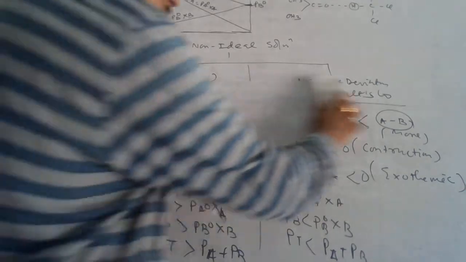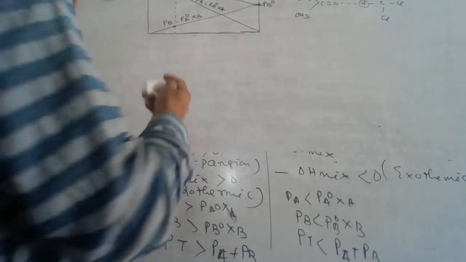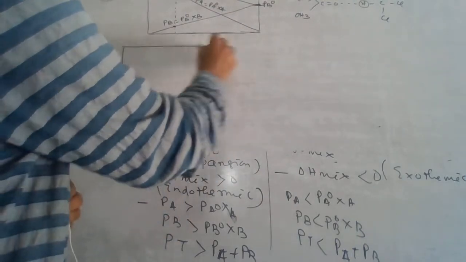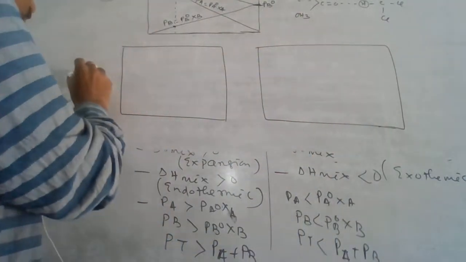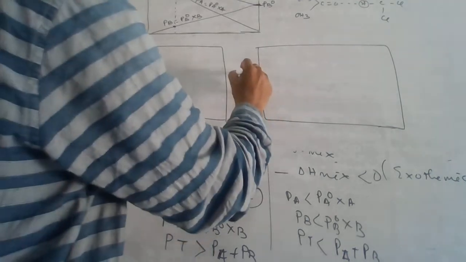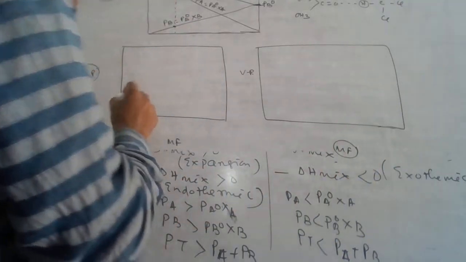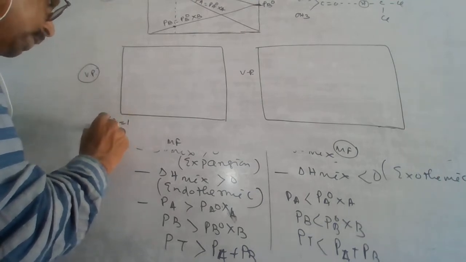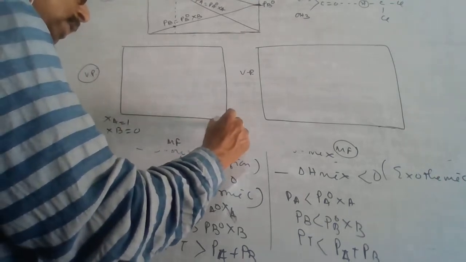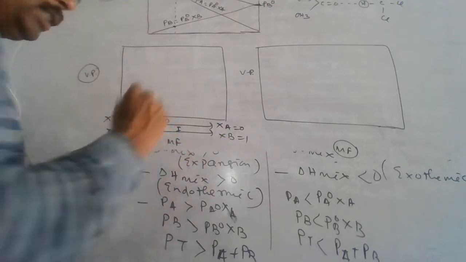Let me remove these things to explain the two graphs we have to draw. Two graphs, so that is for the positive deviation and this is for the negative deviation. This is the vapor pressure and this is the mole fraction. In this case, XA is equal to 1, XB is equal to 0, and XA is equal to 0, XB is equal to 1. So it decreases and it increases.